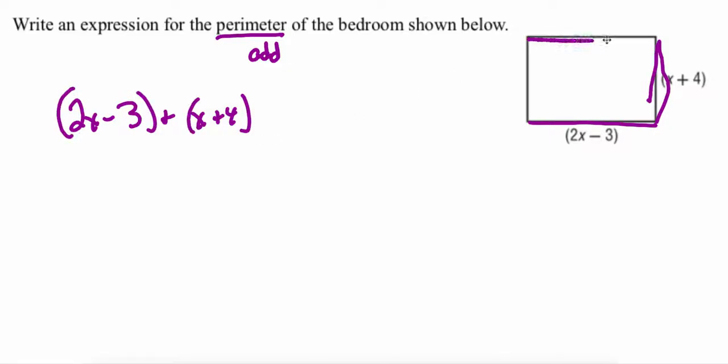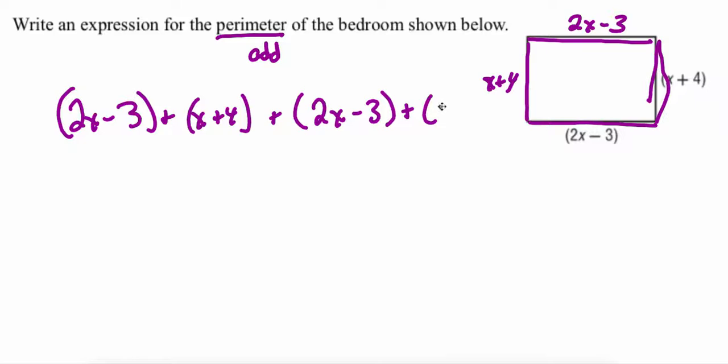But now I want to do the same thing up here. I want this side, which is another 2x minus 3. And then I want to add my last one, which is another x plus 4. So if it helps, you can think of each of these different pieces as one of the side lengths, and we want to add them all together.